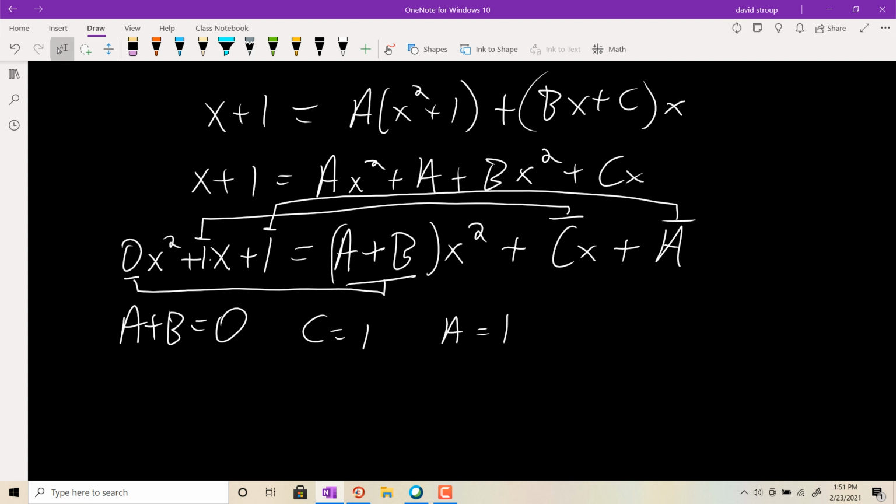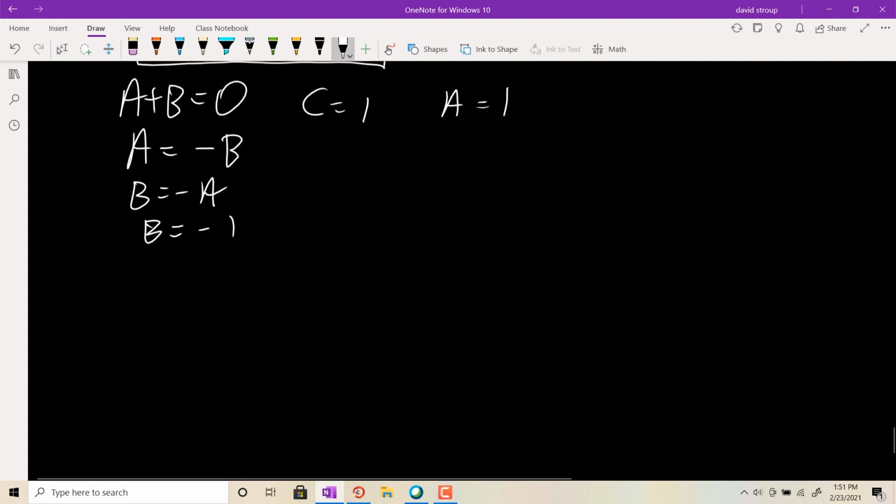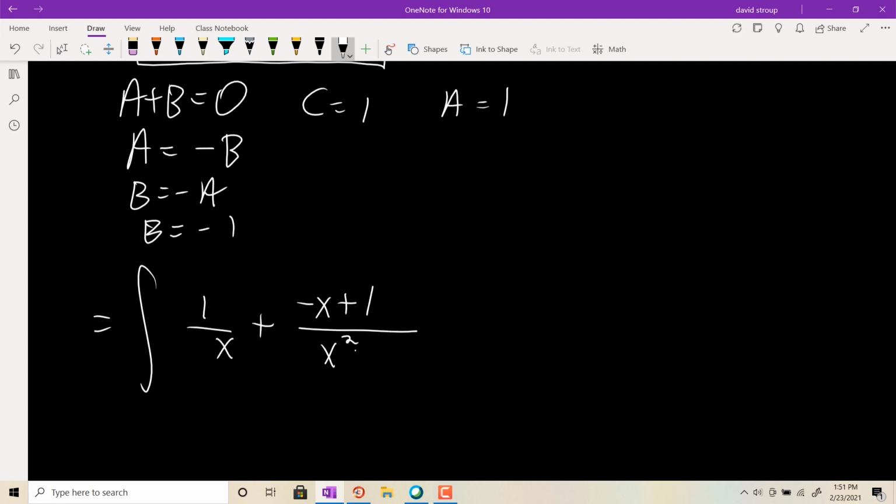Okay, so what you really need to figure out is b. Oops, I should have made that b is negative a, right? And so b is negative 1, and that's our partial fraction decomposition. So let's get it. Our integral will now be the integral of 1 over x plus negative x plus 1, bx plus c, all over x squared plus 1, dx. Don't forget we have to evaluate from 1 to 2.